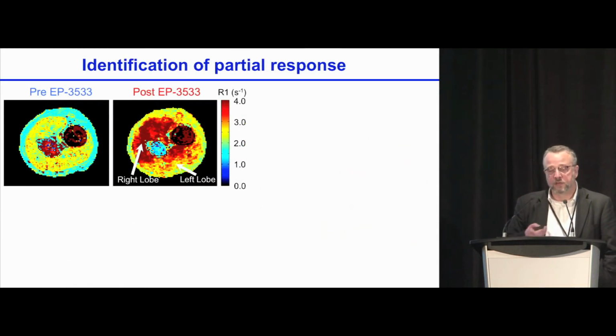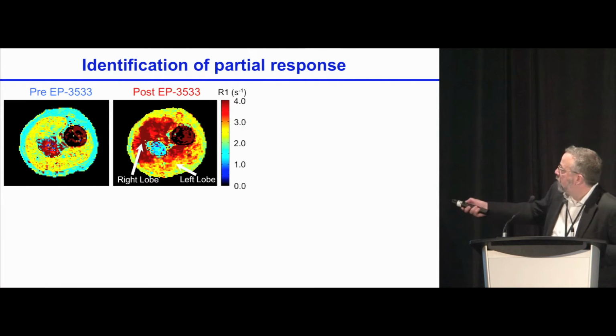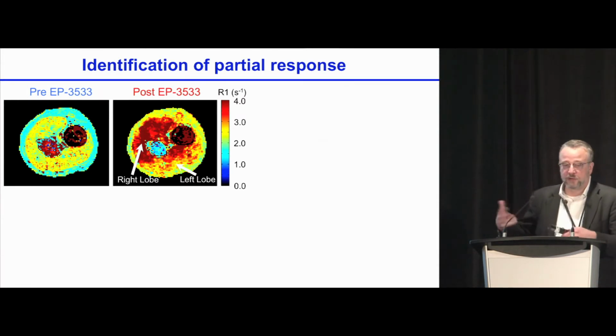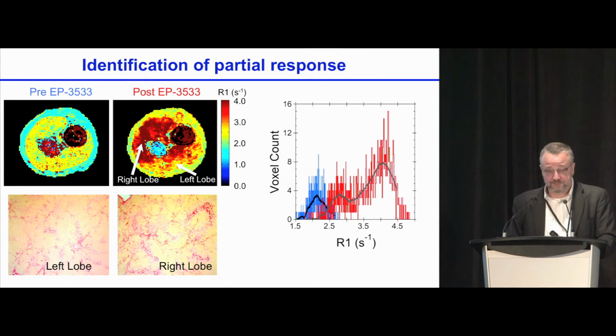Another interesting thing I'd like to highlight from this study, especially with my hepatology colleagues, is this was an animal that actually underwent a partial response. You can see here in the liver beforehand that all the liver looks the same, but after injecting the probe, in the right lobe you see a big change in signal, but not in the left lobe, which would indicate that in the left lobe you had a response to treatment and not in the right. And that was confirmed again with histology.